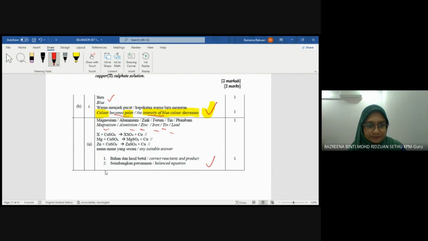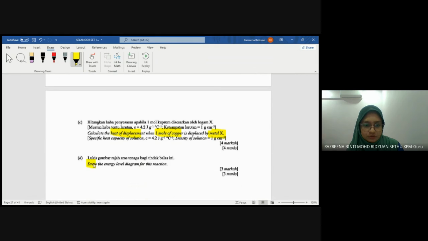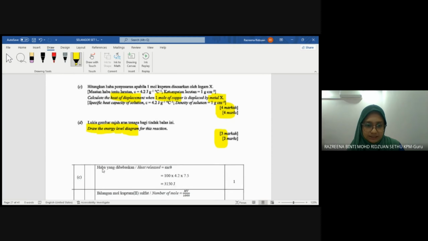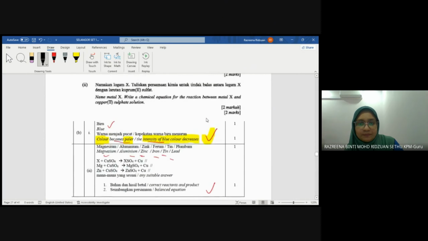Next, question C. Calculate the heat of displacement when 1 mole of copper is displaced by metal X. And they ask you to draw the energy level diagram. Calculation is 4 marks, diagram is 3 marks. Let's look at the calculation. First step is you have to find the heat released. Heat released, Q, is equal to mc theta. So 100 times 4.2 times 7.5. Where do we get the 7.5? From the table here.